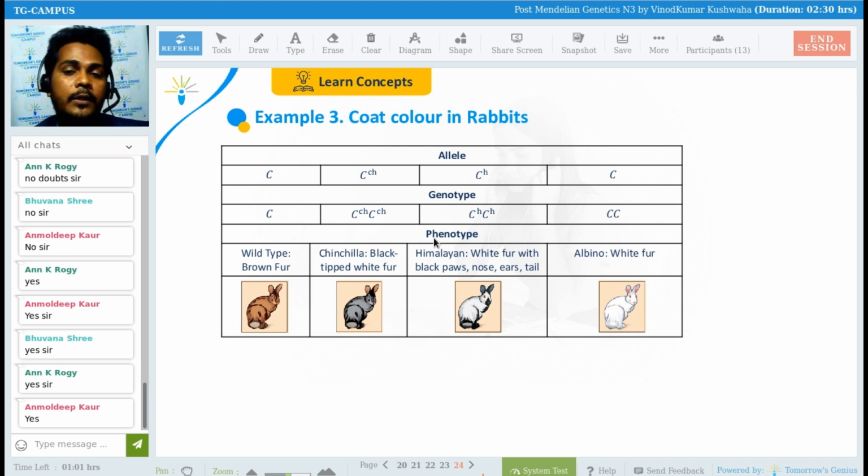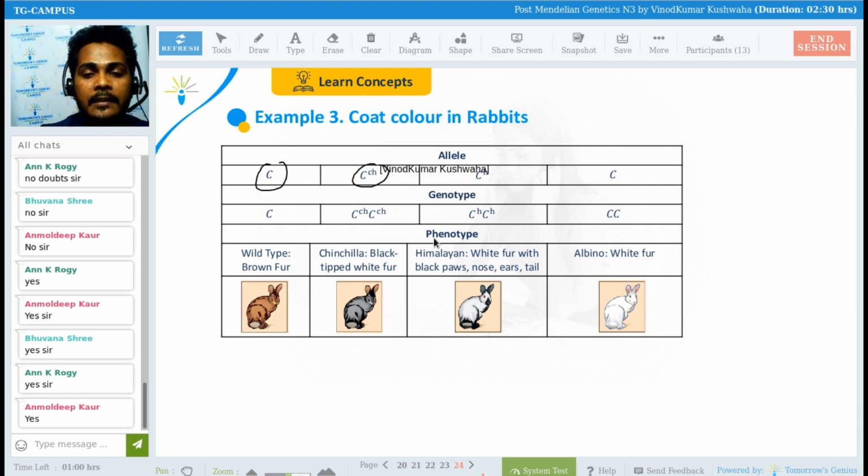Okay, now the other one is coat color in rabbit. So you can see the coat color of rabbit. Actually rabbit coat color is represented by 4 alleles. One is C, then c^ch, then c^h and c. These are the 4 alleles, and their genotypes are represented over here. So this is dominant, this is also dominant, and this is the intermediate one, right?